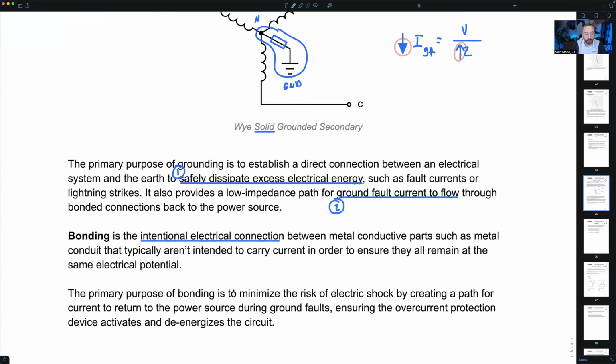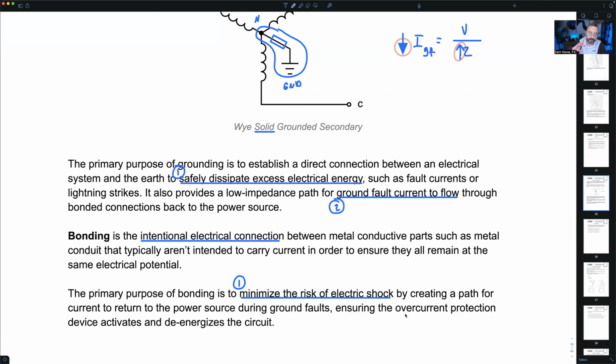Let's see, primary purpose of bonding. Here we go. Yeah, minimize the risk of electric shock by creating a path for current to return to the power source during ground faults, ensuring the overcurrent protection devices activate and de-energize the circuit.